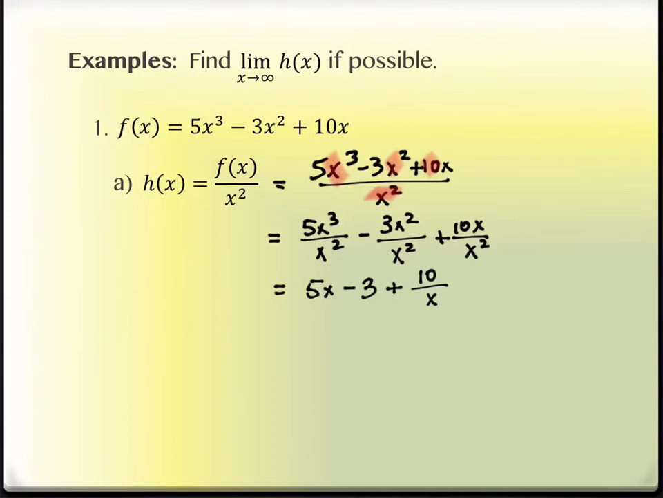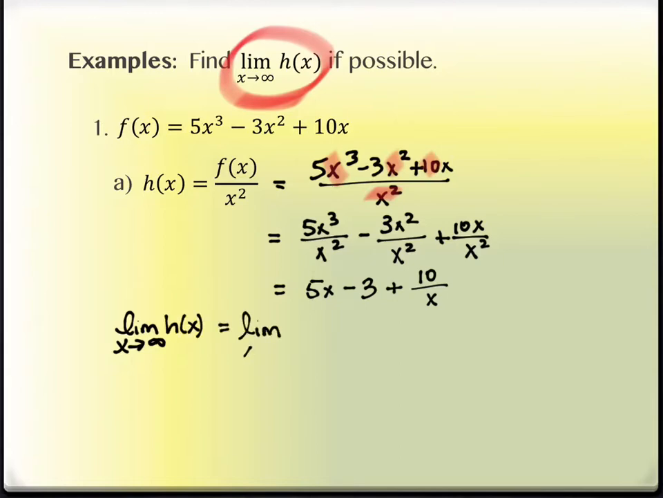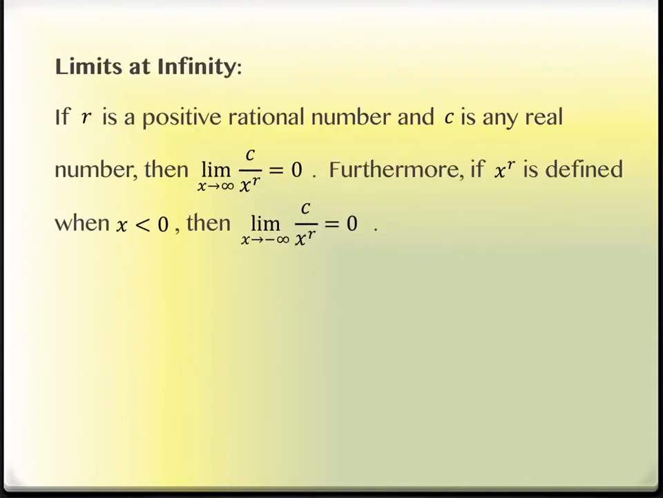But in particular, what we want to do is take, back up here in the directions, the limit as x approaches infinity. So if I take the limit as x approaches infinity of this expression h of x, then I'm taking the limit as x approaches infinity of, I'll use the last version that I created, 5x minus 3 plus 10 over x. And in particular, what we see happening here is that this piece right here, according to the definition that we saw over here, will go to 0. That's really what I'm trying to get to here.